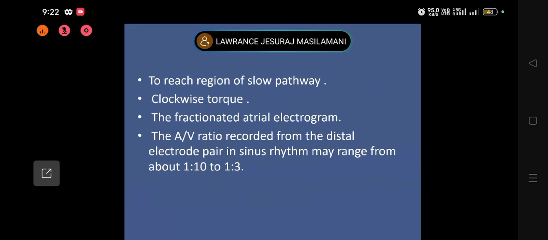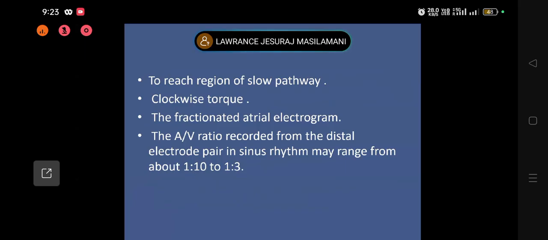To reach a slow pathway, the torque which you measure is a clockwise torque. When you rotate your catheter or your sheath in the clockwise motion, you tend to move towards septally and you reach the slow pathway area. When you have a catheter alone, you hold the clockwise torque of your catheter. When you have a sheath and the catheter, the clockwise torque is given to both sheath and the catheter and kept in that motion. You have to keep the catheter touching the septal area of the slow pathway.